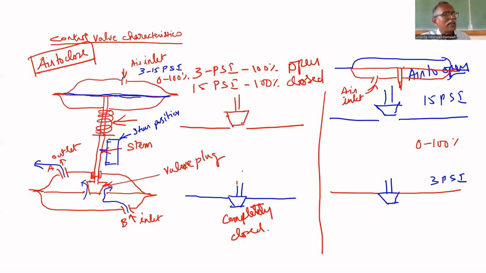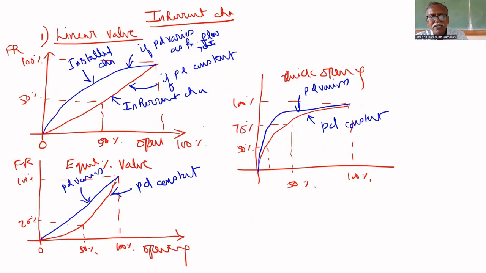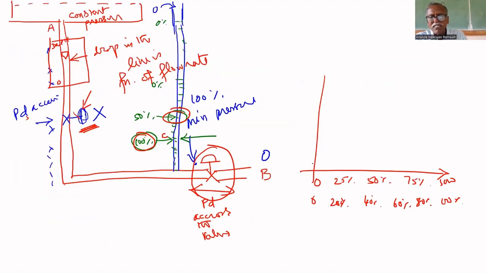How to vary the opening? The air inlet can be varied by the air regulator given here. By adjusting this, you can vary the opening. You cannot do it manually; you cannot move the stem yourself. By applying pressure, we can move the stem, so that for different openings, we see what the flow rate is.